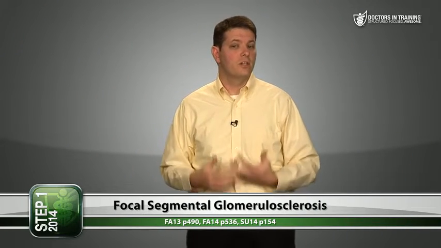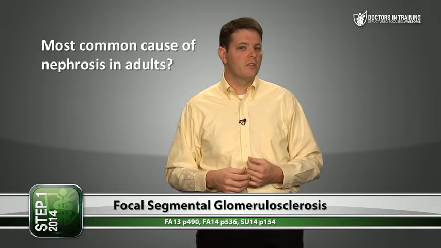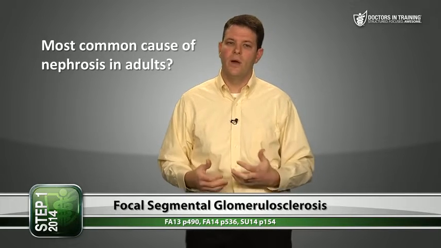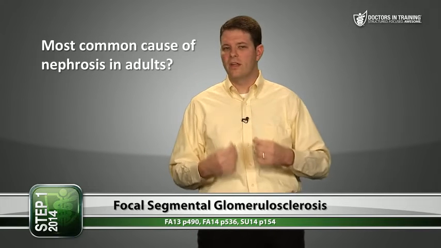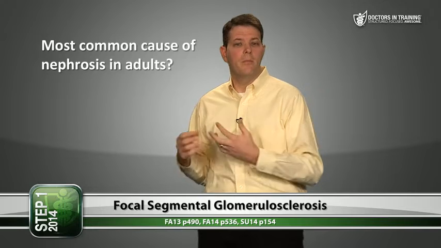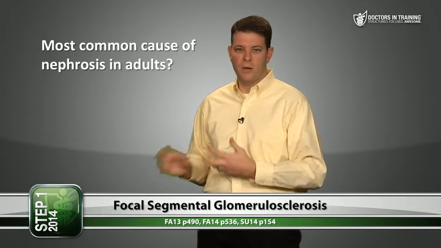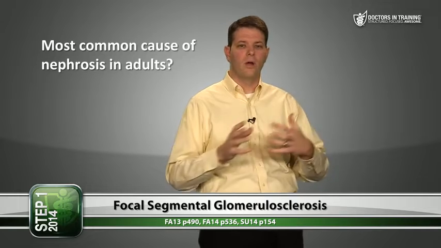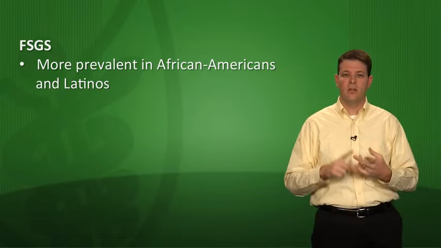So if minimal change disease is the most common cause of nephrosis in children, what's the most common cause of nephrosis in adults? Well, that's a harder question to answer, believe it or not, but in the U.S., I believe it's a disease called focal segmental glomerulosclerosis, or FSGS. Now, it used to be that membranous nephropathy was much more common. We're going to talk about that one next. But sometime in the 80s or early 90s, there was a shift toward more FSGS. Now, FSGS is definitely more prevalent in African Americans and also Latinos.